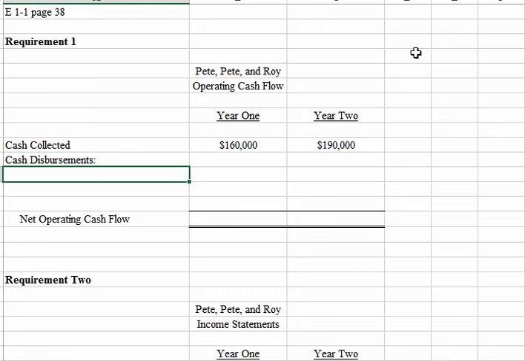All right, now cash disbursements. Well, we had several items that cash went out for. I'm going to indent here. What do we first have? Salaries paid to employees for services rendered during the year. So cash disbursements for salaries.